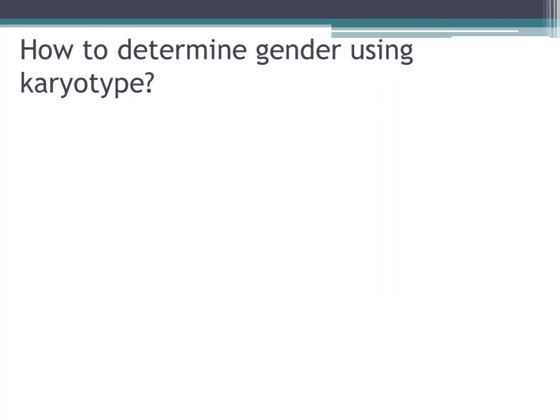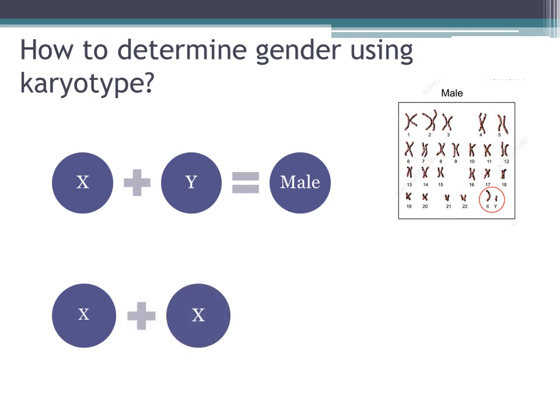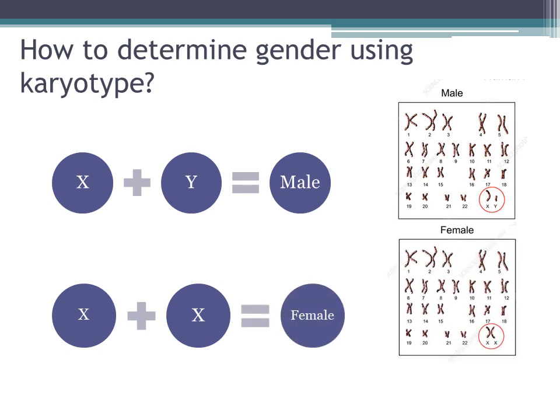So how to determine gender using a karyotype? If a karyotype has an X chromosome and a Y chromosome, then this karyotype belongs to a male, and if it has an X chromosome along with another X chromosome, then it belongs to a female.